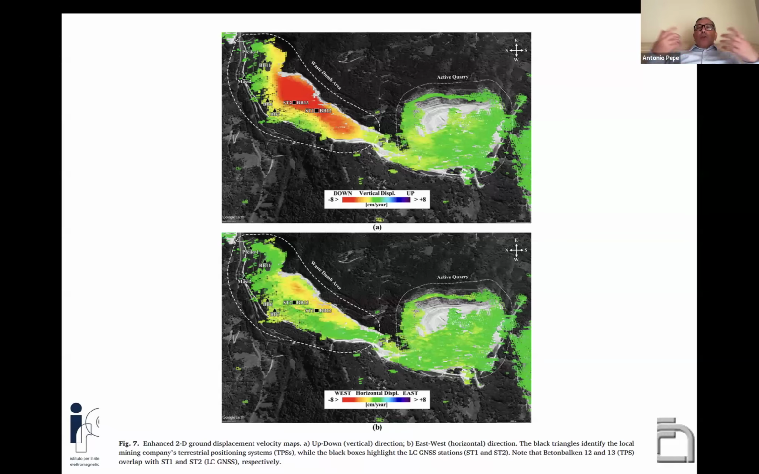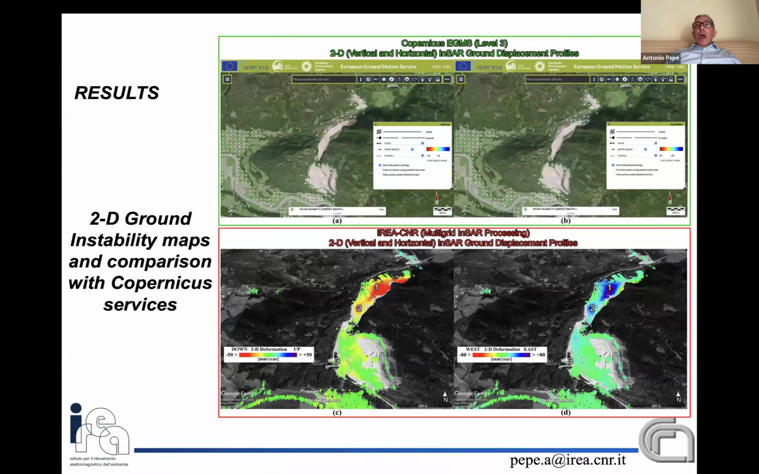This is also another possible application: the application of InSAR for mining and for the extraction of raw materials. And this is also a field of research and also an economic field where InSAR is currently applied and maybe will be more and more applied in the future. This is also a slide showing a comparison between the products freely available using the Copernicus services and the advanced products we obtained by applying our methods.